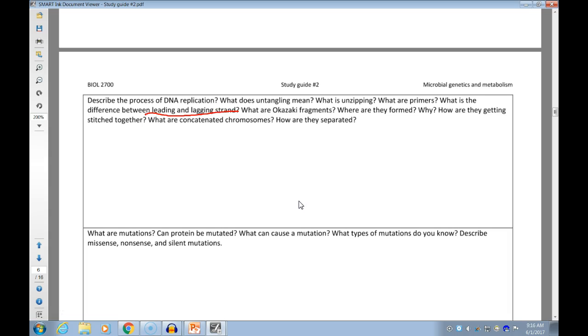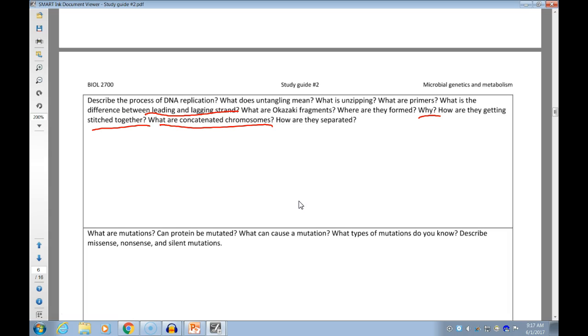Leading, lagging. Leading is uninterrupted synthesis, lagging is interrupted synthesis. Okazaki fragments are short fragments that are synthesized in the lagging strand, because DNA polymerase on the lagging strand has to move, sort of jump backwards all the time. Why? Because of the reading direction, 3 to 5. How are they getting stitched together? Ligase.